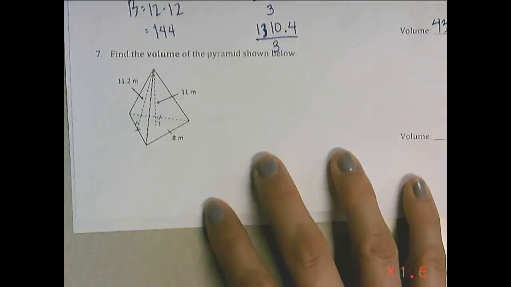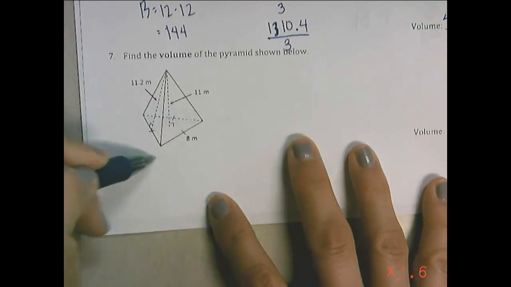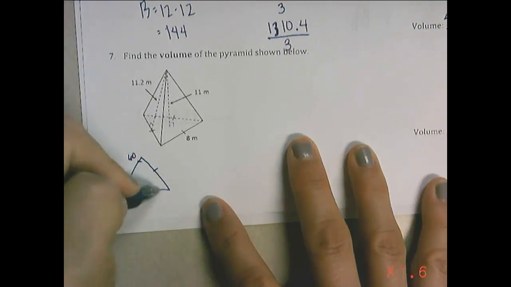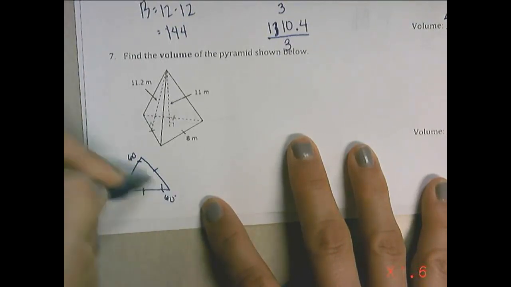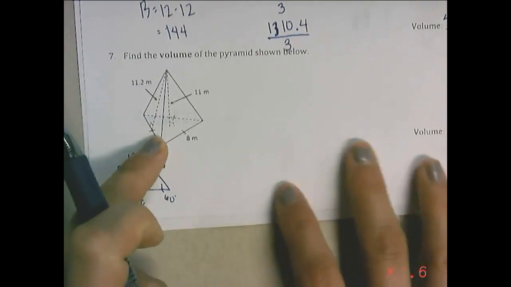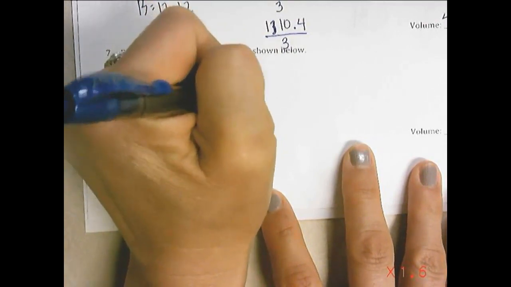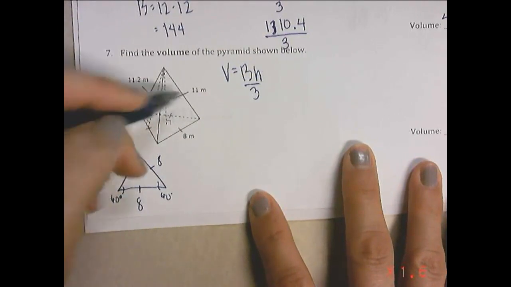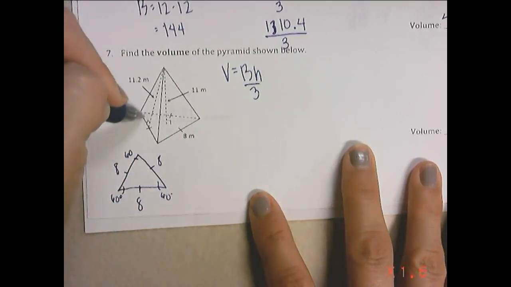Right down here at number 7, things get a little tricky. If you notice, this is an equilateral triangle. That means all the sides are equal and all the angles are equal to 60 degrees. For this pyramid, for volume, you need big B times your height divided by 3. Well, big B, I need to be able to find the area of my base, which is right here.